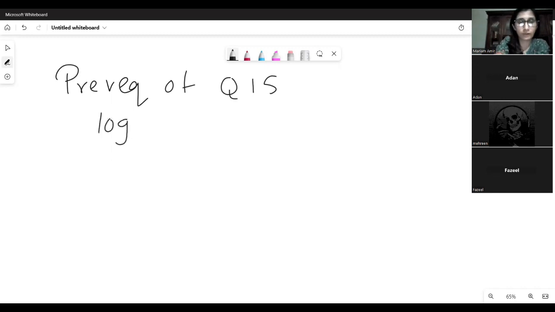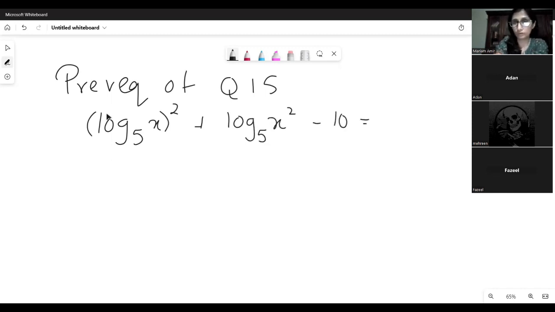Log base 5 of x, whole square, plus log base 5 of x square, minus 10 is equal to 0. How do you think we'll solve this equation? How do we solve this equation? Can you identify a hidden quadratic equation?